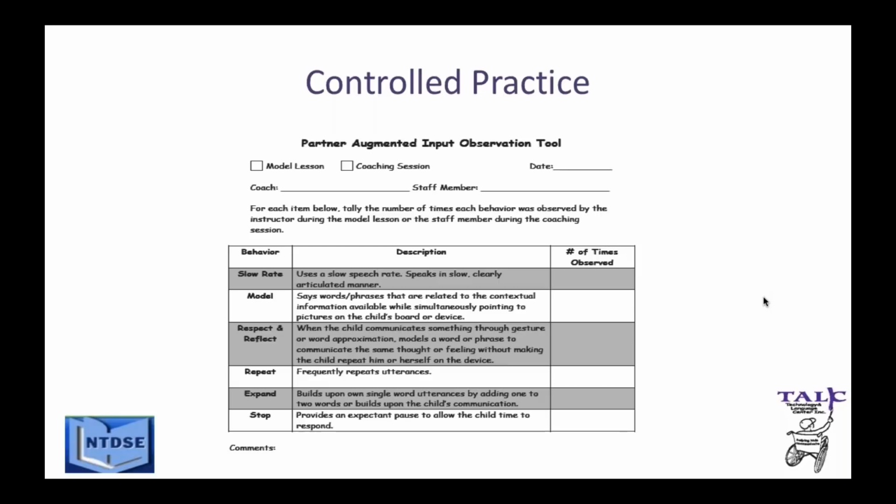He increased eye contact, he stayed with the group longer. So we do see that when we do modeling on communication devices with young children with autism, we get both language benefits as well as nonverbal communication benefits.